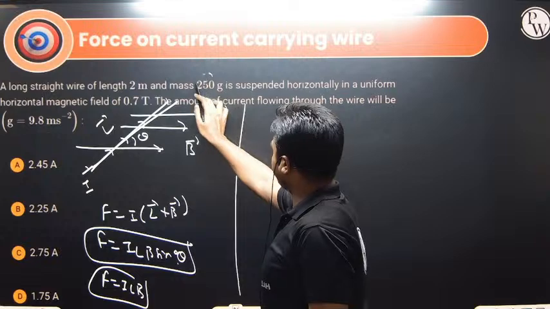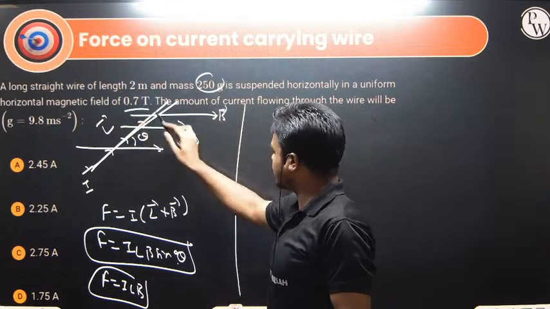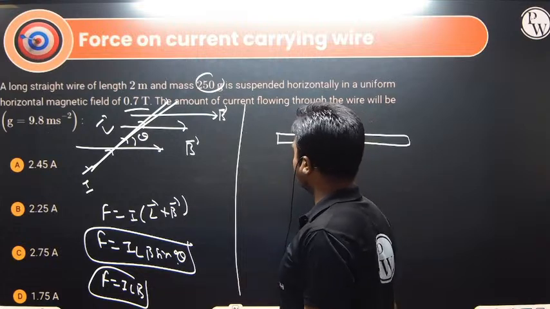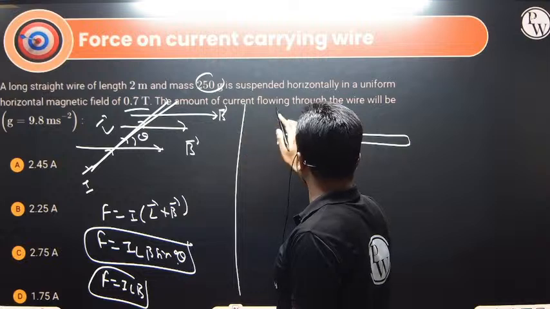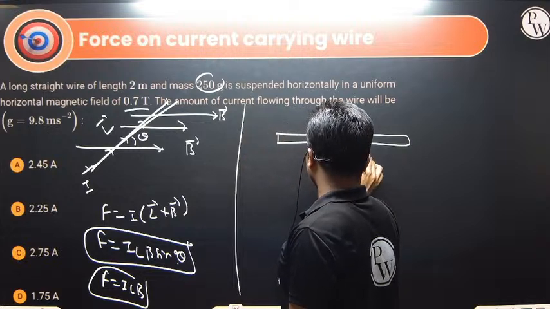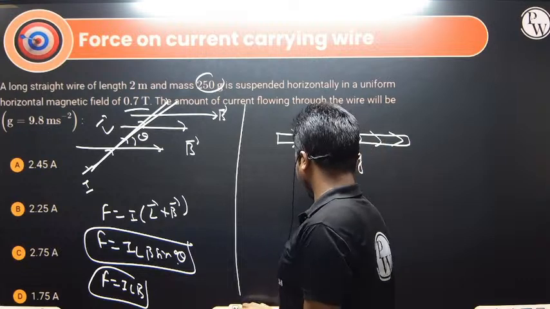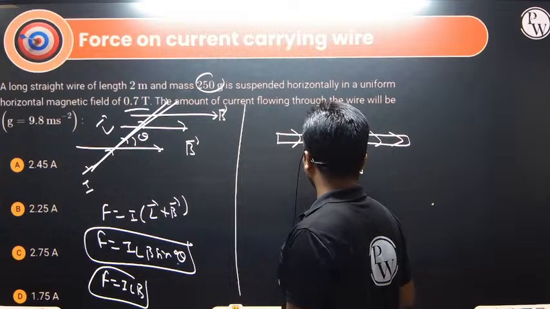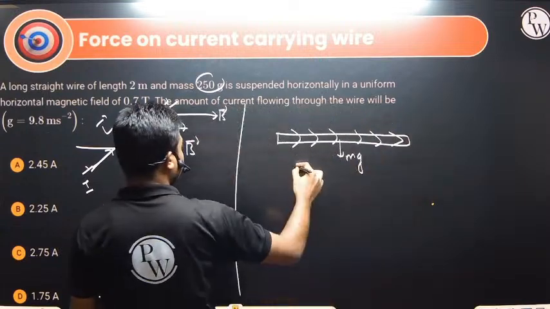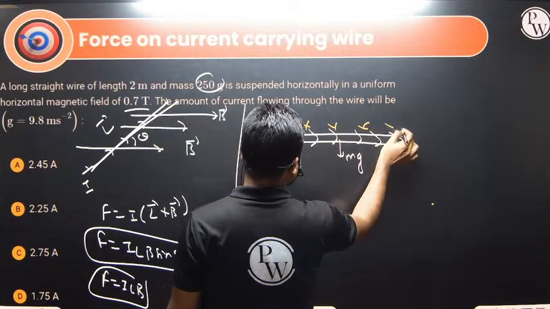A mass of 250 gram is suspended horizontally in a uniform horizontal magnetic field of 0.7 Tesla. So there is one straight wire, the length of the wire is L, and we need the amount of current flowing through the wire. It is suspended, so a downward force will be acting, that is mg. Let's say current is flowing like this, and it is suspended in a horizontal, uniform magnetic field. Let's say the magnetic field is inside.